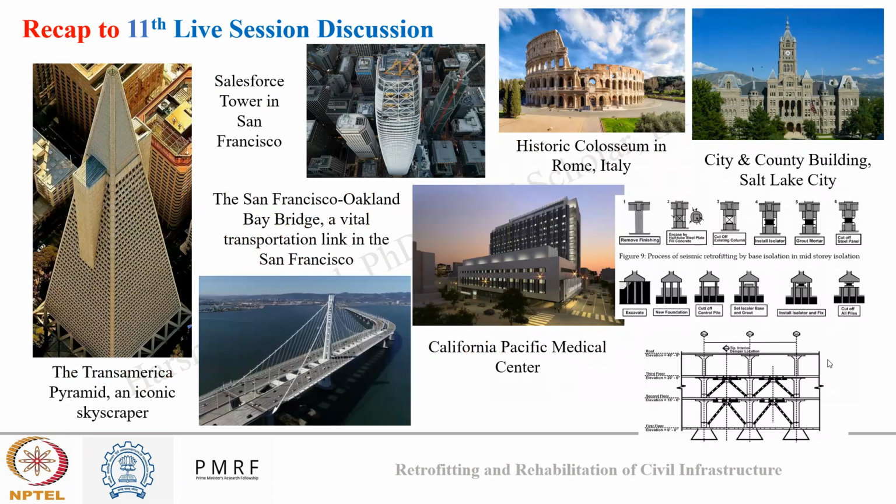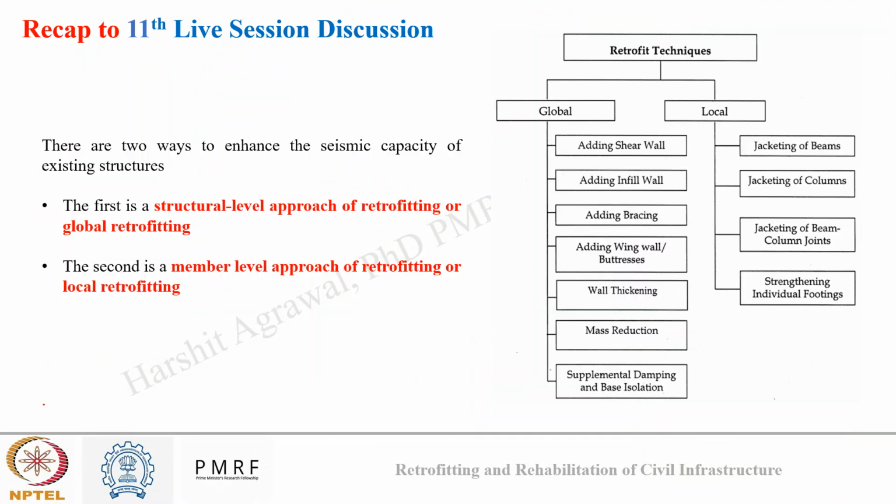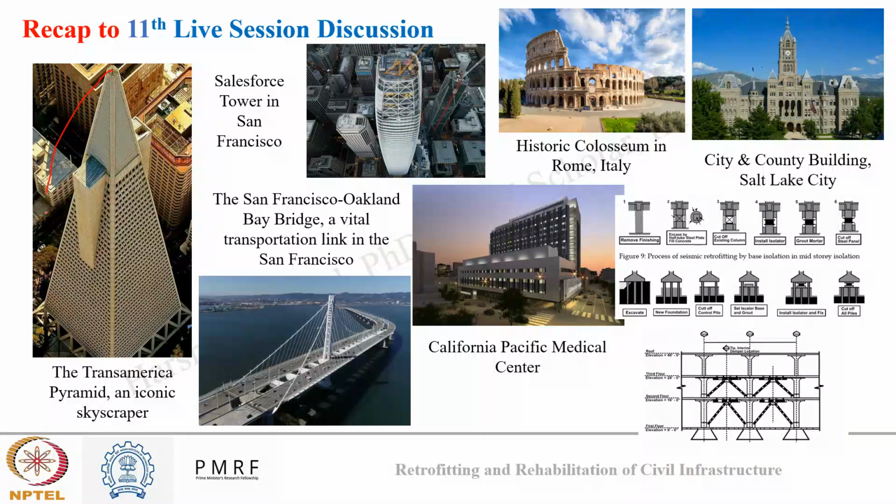Now, to link these methods to infrastructure, for each method type, we saw several special infrastructure examples where those techniques have been opted. So, as you can see in this slide also, for global retrofitting, we saw several infrastructures. Like in the first structure, we talked about how adding shear walls and infill walls was used to retrofit the structure. While in the Salesforce Tower in San Francisco, we saw how bracing was done to increase the retrofitting.